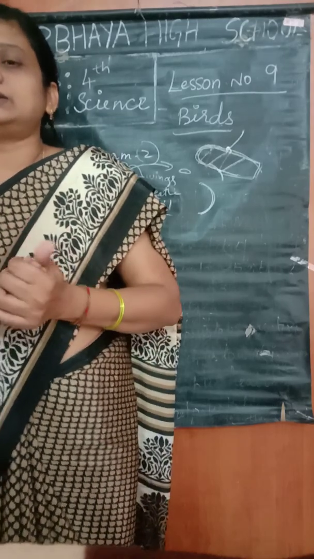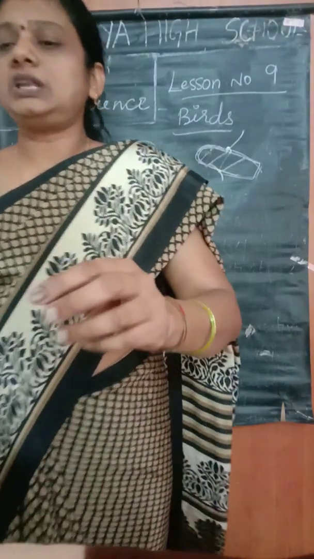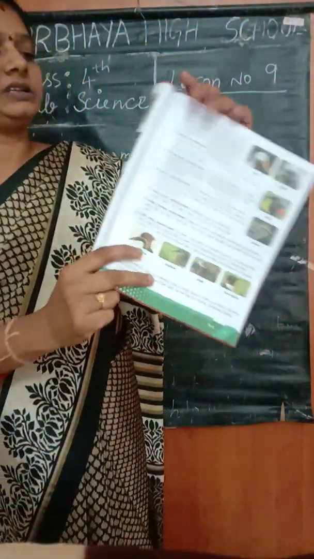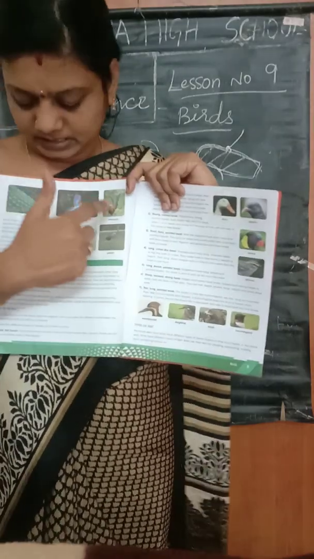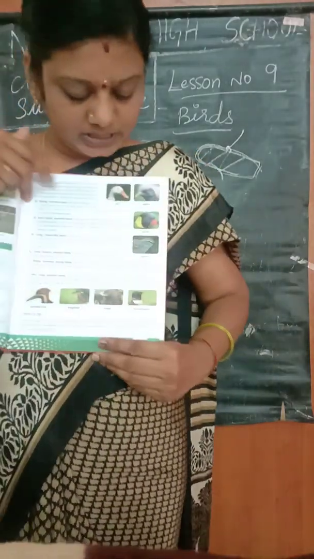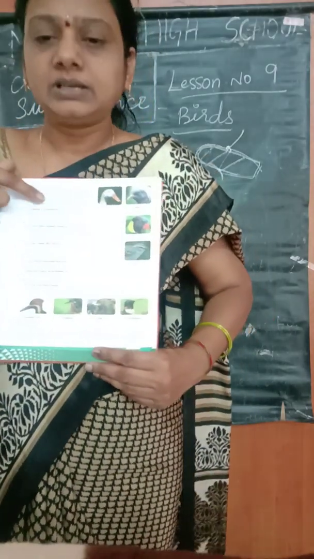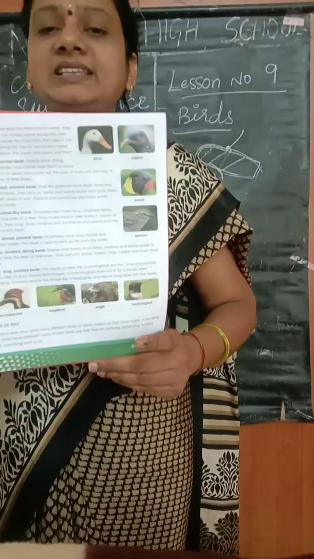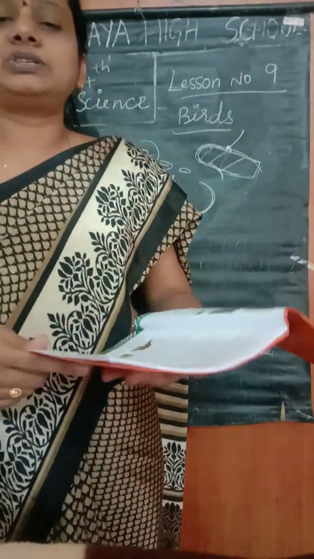Have you seen now? Let me show you. Open your textbook, children. See here the different types of birds, which can fly and which cannot fly. Here you see the different types of beaks. After this lesson, please read the lesson in the textbook and see the different types of beaks.